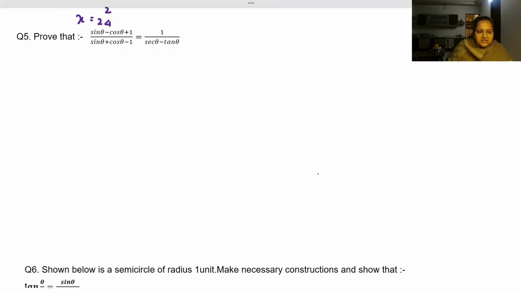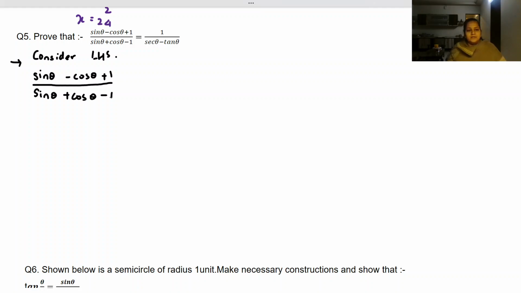So the first thing to understand is the question. I'll write it again. We are going to simplify the LHS, the left hand side. What is your left hand side? Sin θ − cos θ + 1 upon sin θ + cos θ − 1. Our LHS is in the form of sine and cos, and RHS is in the form of sec and tan.